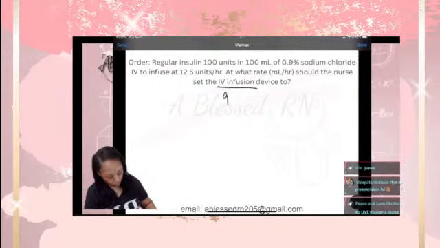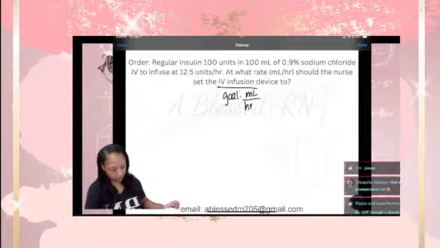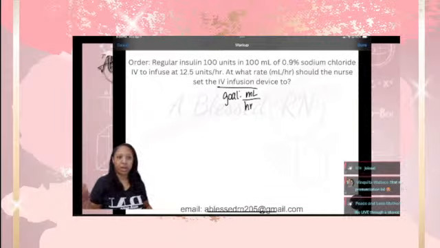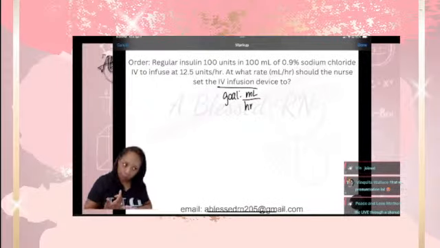So we'll look for milliliter over hour. So you're probably wondering, like, why are you writing goal? After you read the question, find out what the question is asking you, because that's what you're going to start with, right? All right.